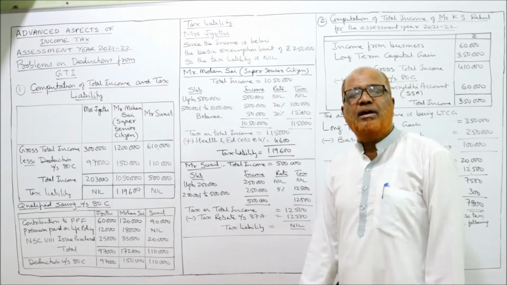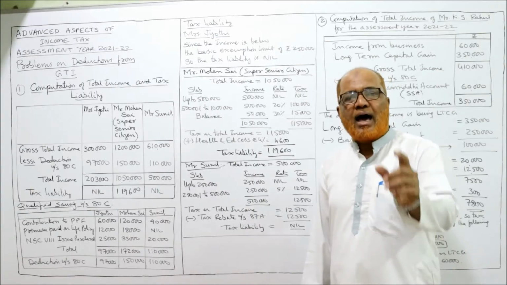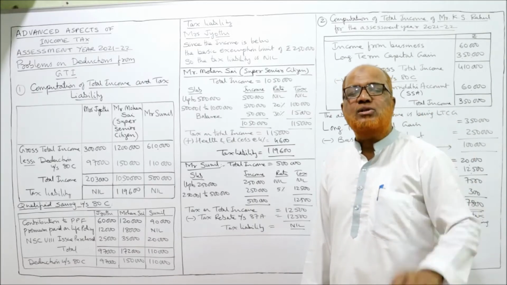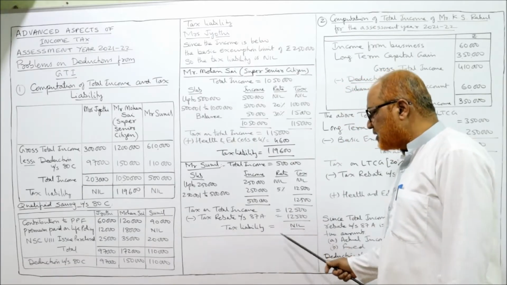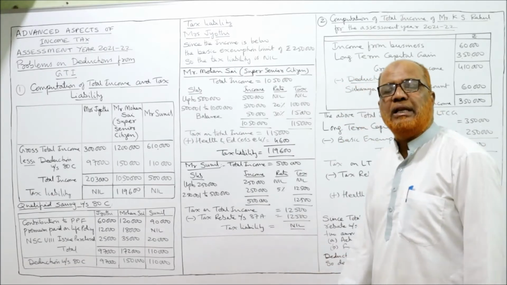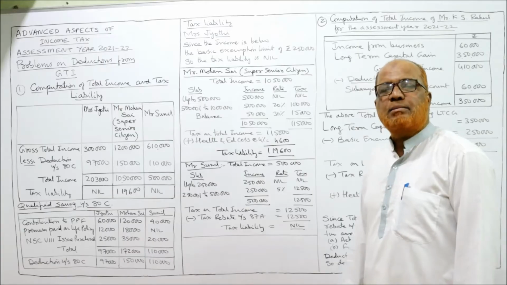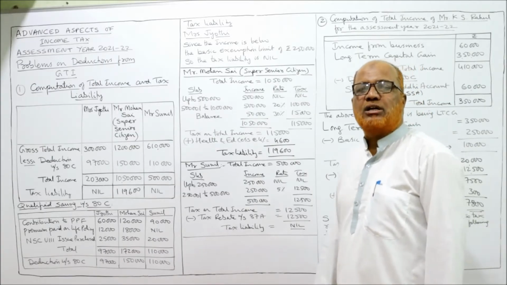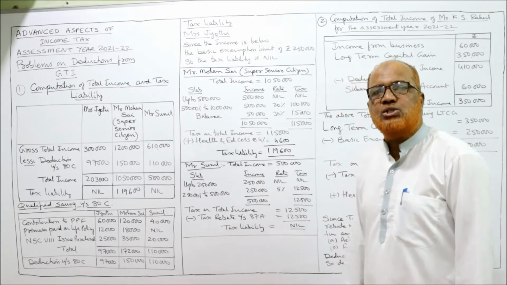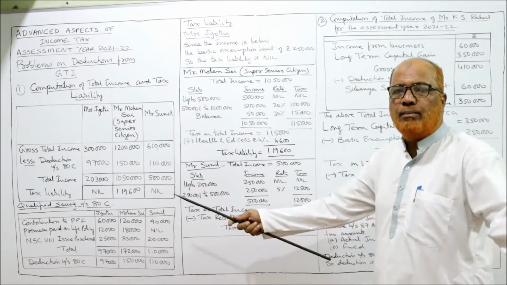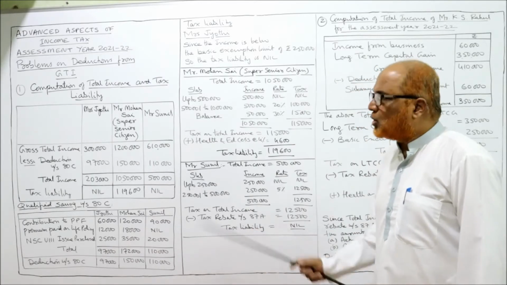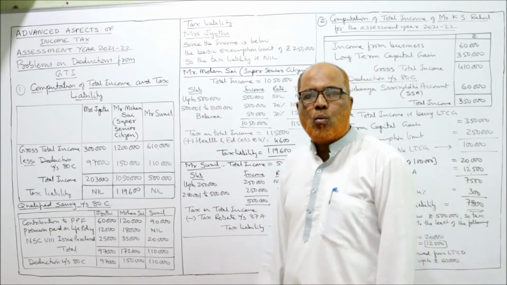So tax rebate will be given to the least of the following two: actual income tax or 12,500 fixed. So here 12,500 is deducted, and the tax liability comes to nil. The maximum tax rebate under section 87A is 12,500. So 12,500 deducted, tax liability will be nil. That's it. This is the complete explanation of problem number 1.